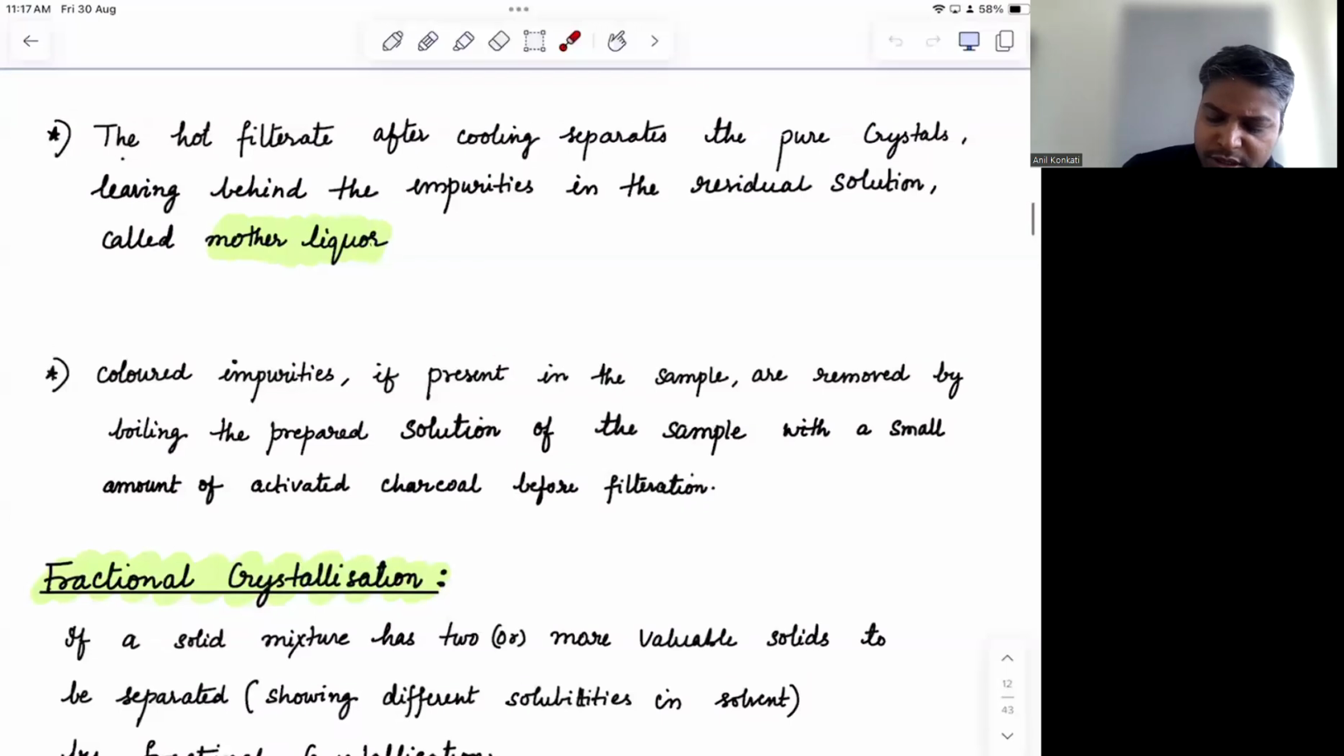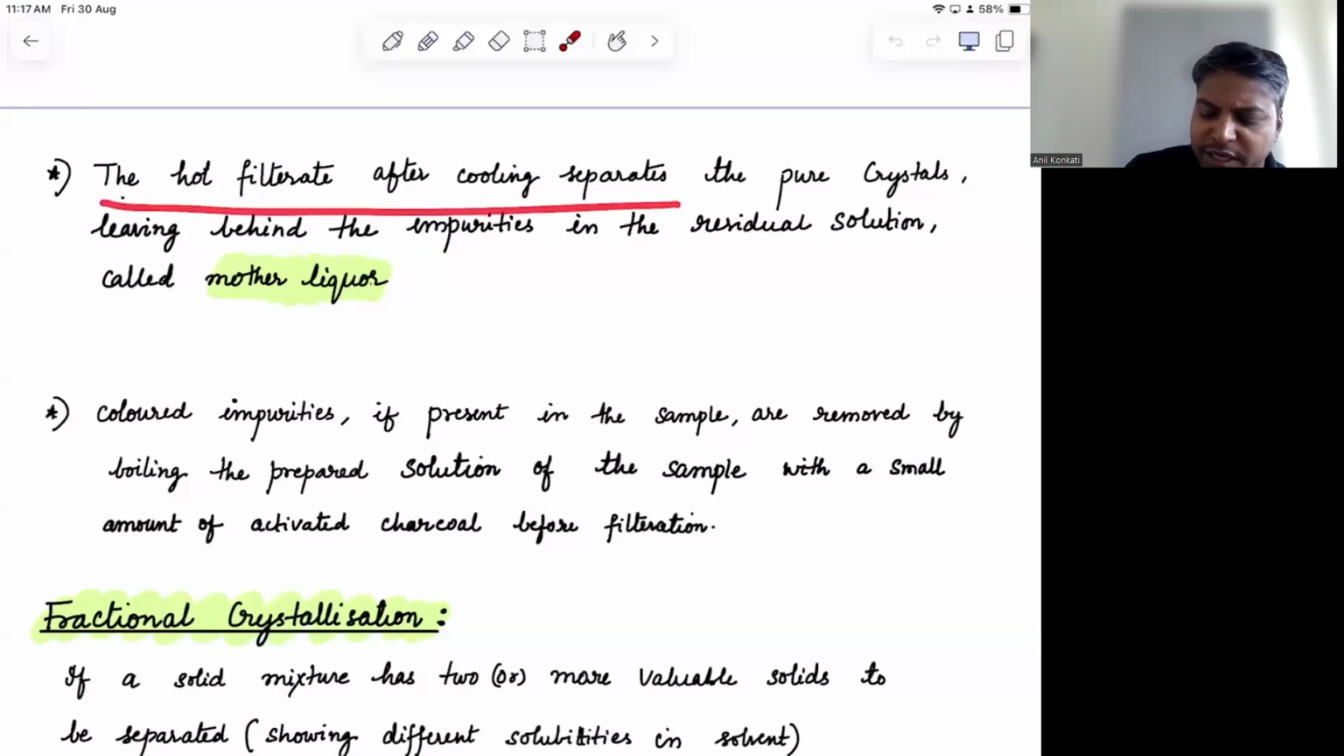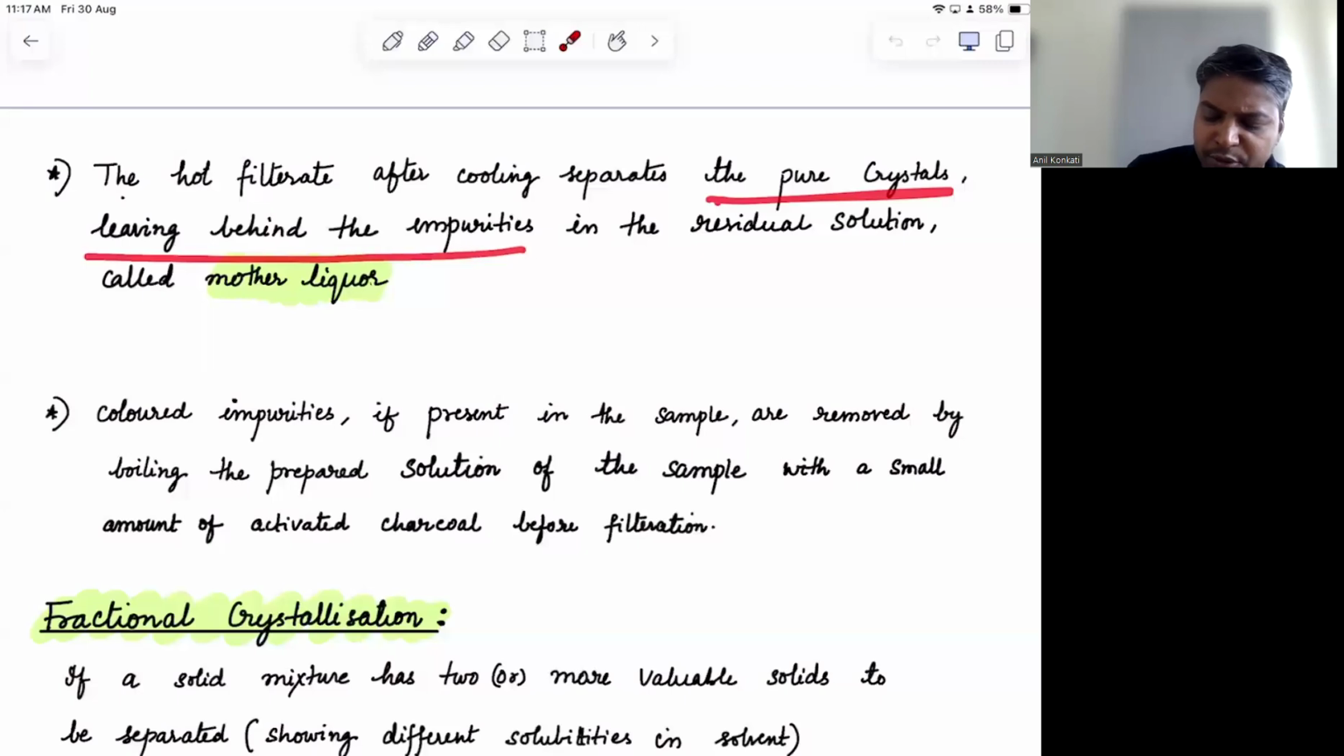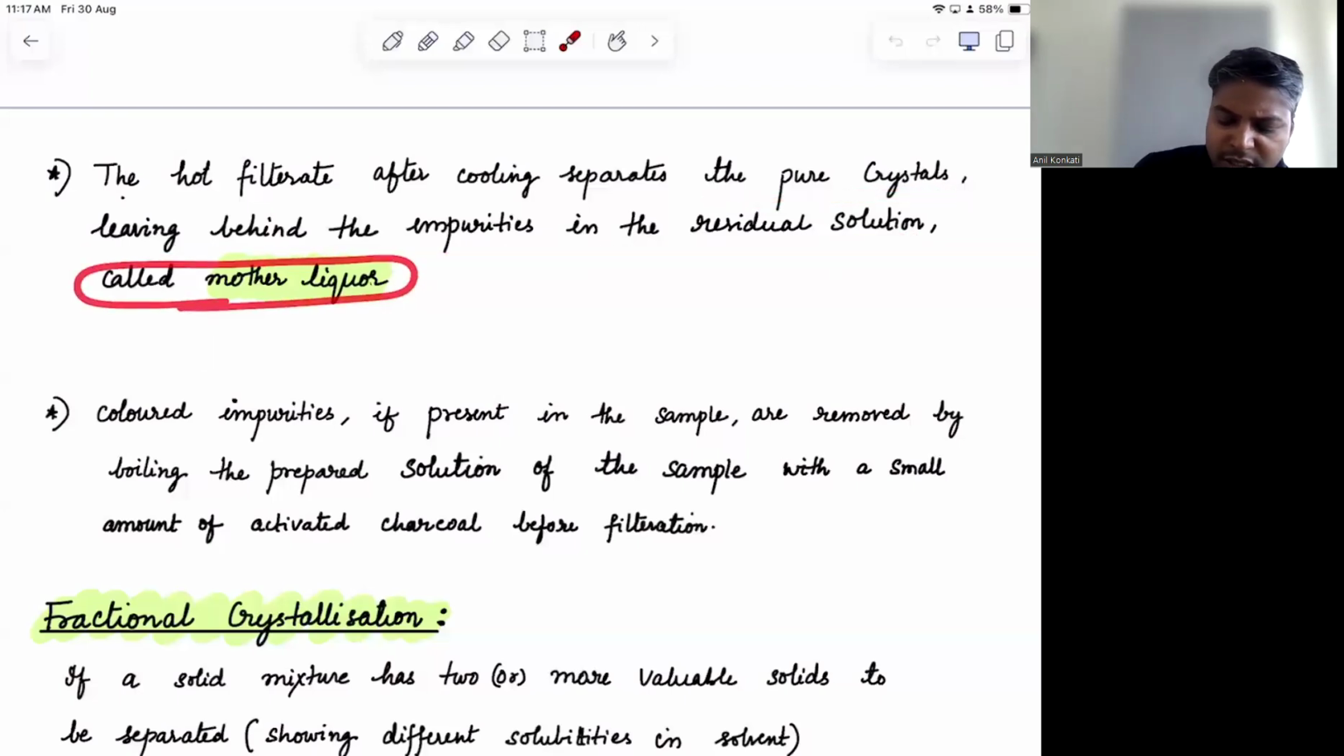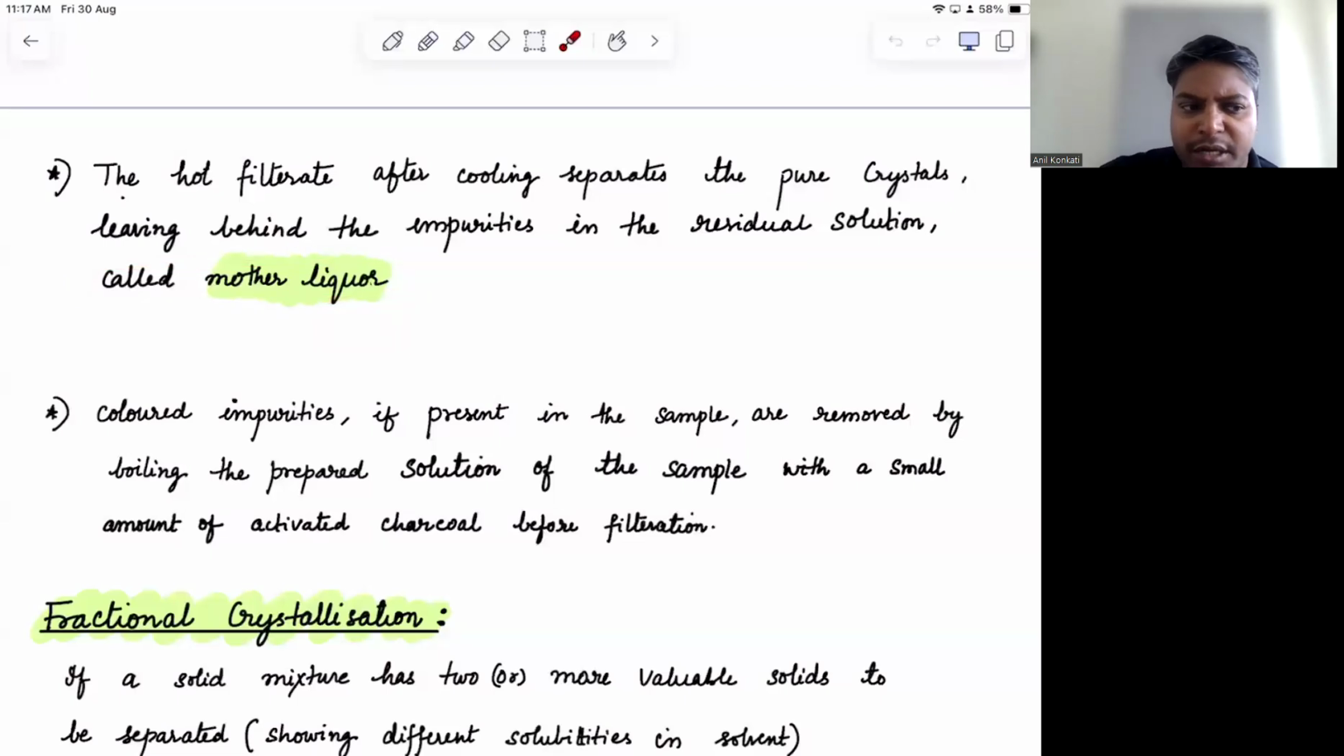The terms which are important in this case are these. The hot filtrate after cooling separates the pure crystals, leaving behind the impurities in the residual solution called mother liquor. So mother liquor is that particular solvent which also contains impurities. Keep that in mind.